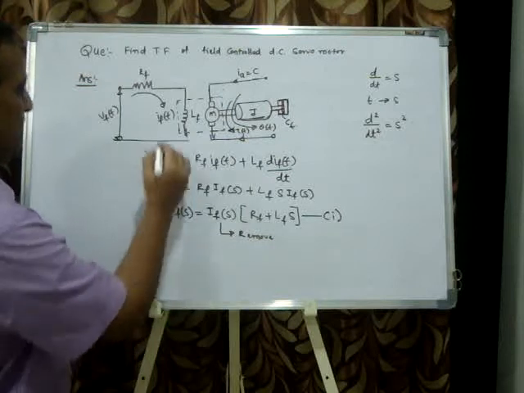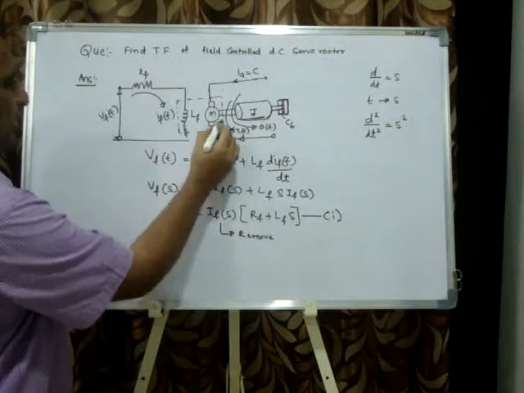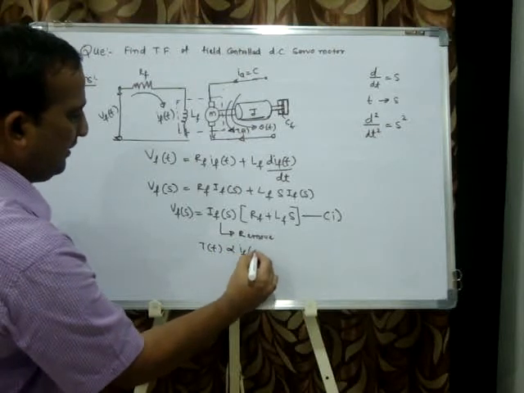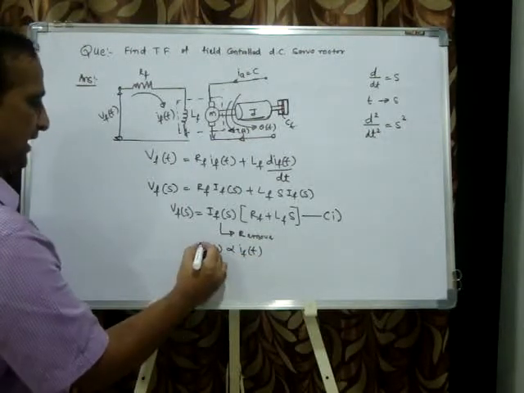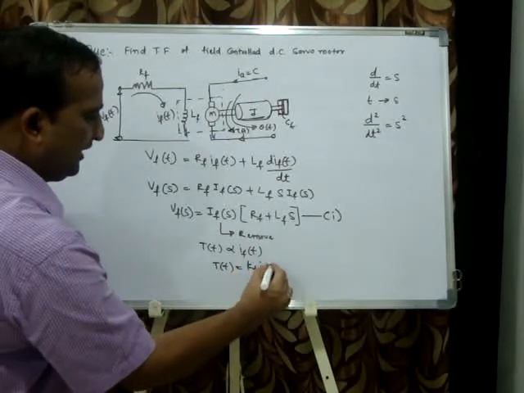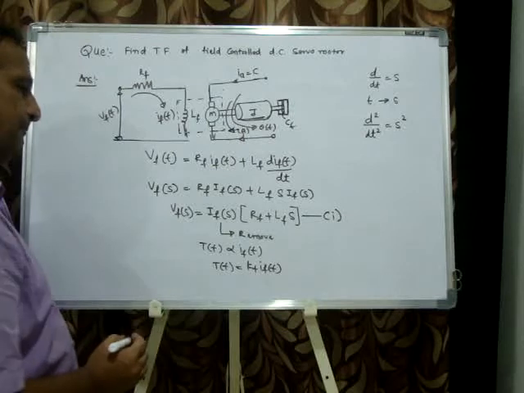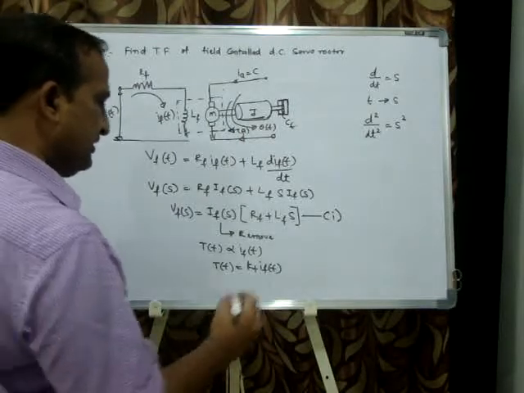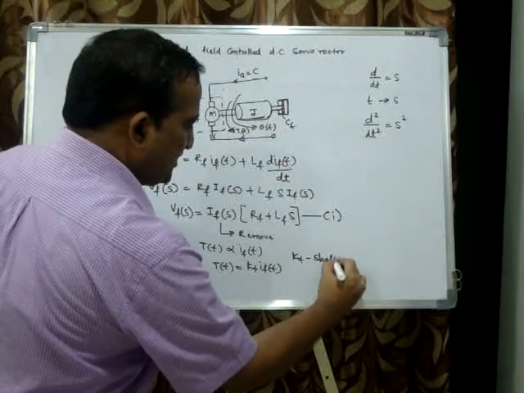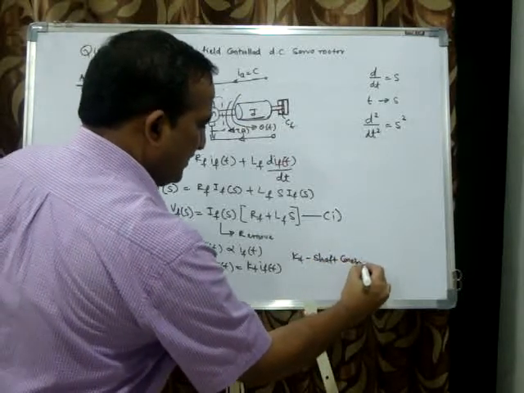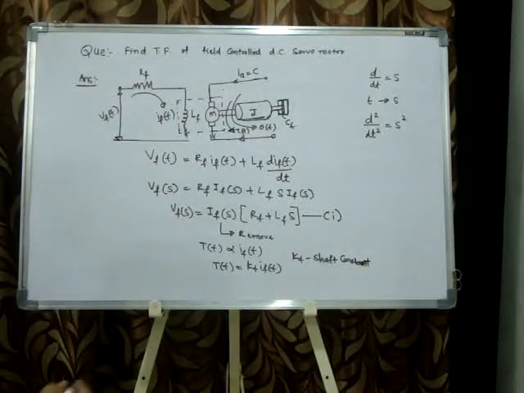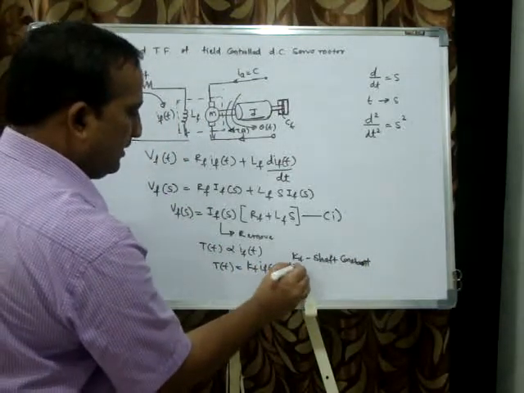So now I'll write that the torque is directly proportional to the field current. Torque T equals KT times i_f of t. What is KT? KT equals the shaft constant. Now taking a Laplace transformation, suppose this is equation number 2.